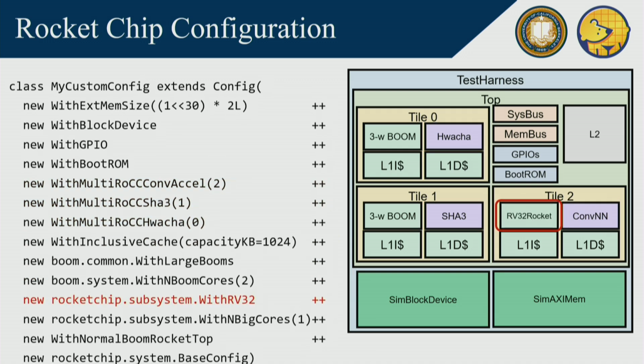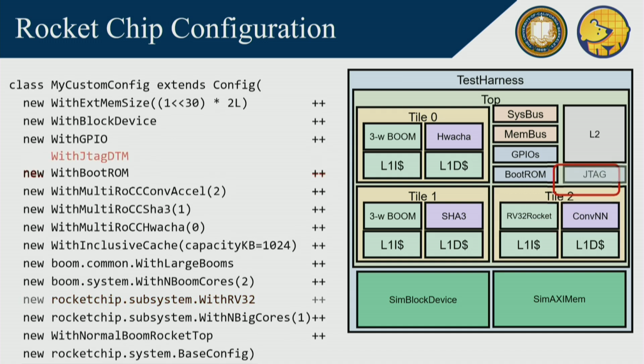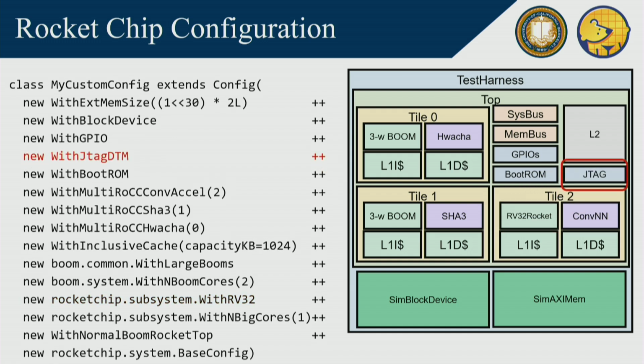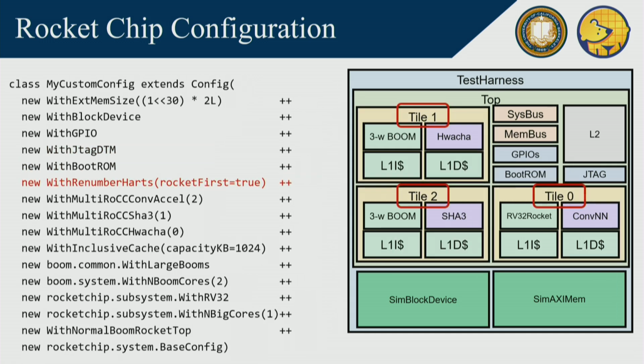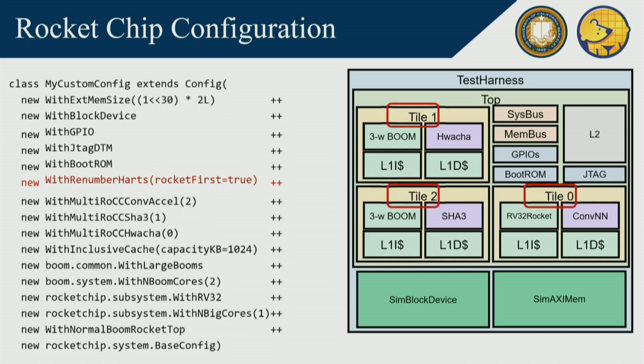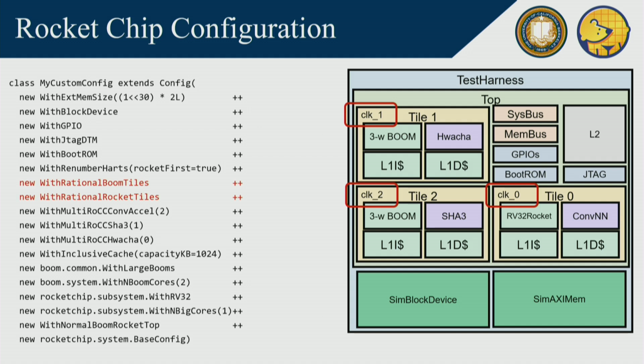We don't even need all the cores to run the same ISA. Let's make the Rocket core run 32-bit RISC-V. We can add JTAG, more peripherals for debugging. We can even do something like reorder the numbering of the tiles just by specifying one line, one mix-in. And finally, we can add clock crossings between the tiles and the top. So now each tile is on its own clock domain. So this is more realistic of a system you might actually build.